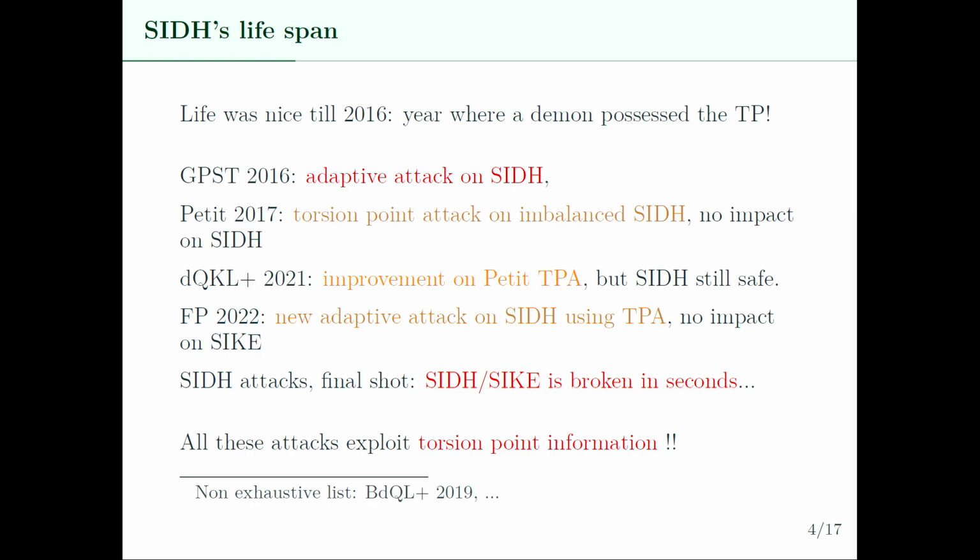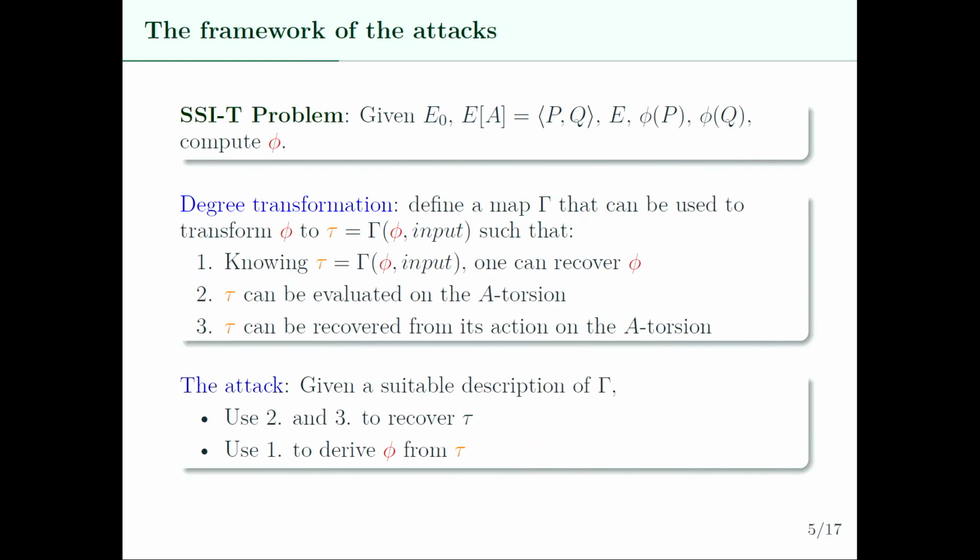Why all of these? All these attacks use torsion point information. So the problem is not that the isogeny problem is broken, but the problem in SIDH is the torsion point information. So how do these attacks work? Well, you have this problem where you are given an isogeny and you're also given the image of some torsion points. So the general idea of the attack is what Damien Robert called yesterday interpolation. I gave a different name, but it's just a different interpretation of the thing.